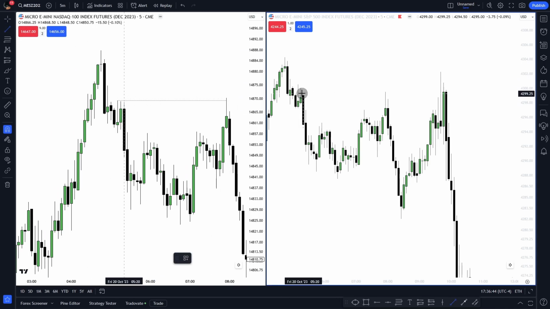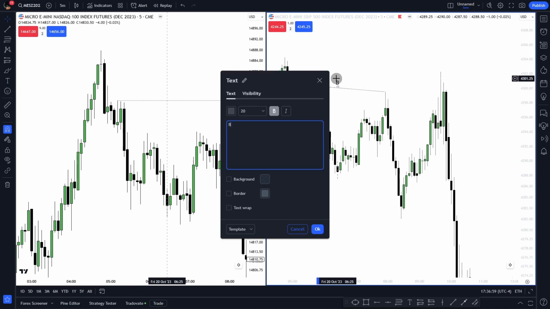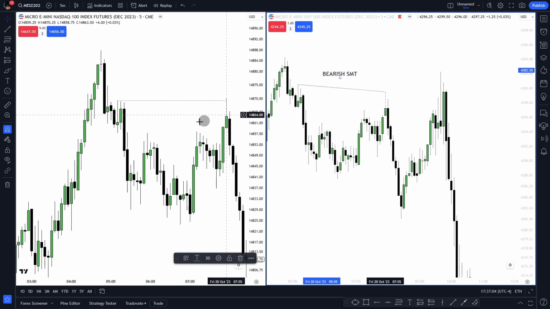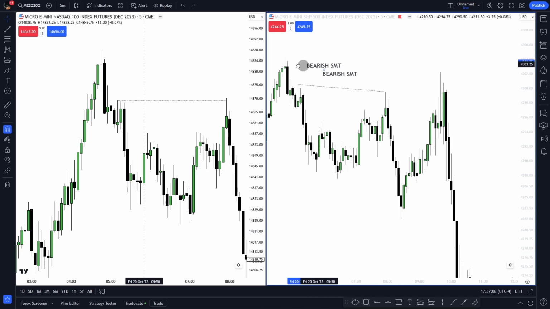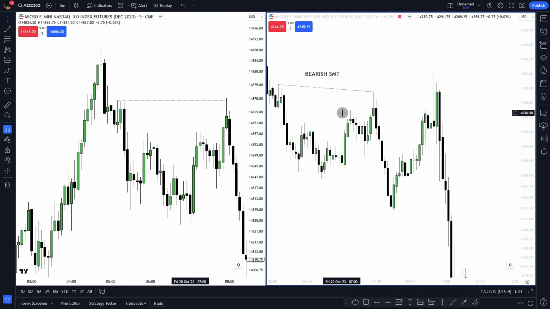So if I draw a line from the 05:15 candle right here or the 05:10 candle right here to the S&P high, we did in fact not sweep that, right? So this would be a, let's type it out, bearish SMT, right? So we had a bearish SMT because the NASDAQ swept the high, but the S&P 500 did not, right?